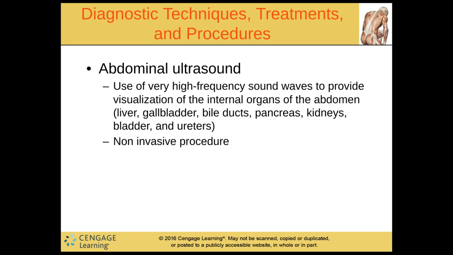We have an abdominal ultrasound. So this is the use of a very high frequency sound wave to provide visualization of the internal organs of the abdomen. So you can look at things like the liver, the gallbladder, the bile ducts, the pancreas, the kidneys, the bladder, the ureters, and it's a very non-invasive procedure. So it's basically the same thing if somebody's having a baby and you go in to look at the baby, make sure everything's okay. It's the exact same thing.